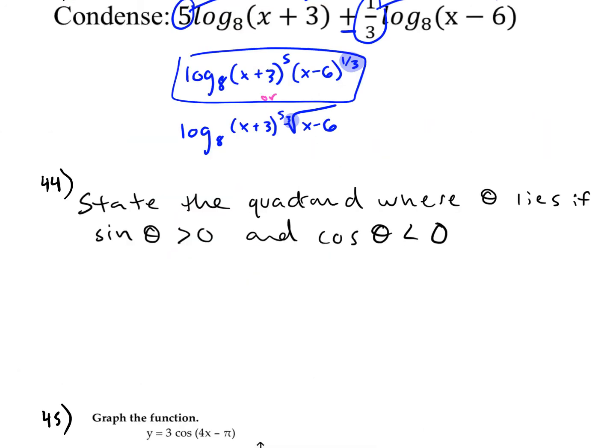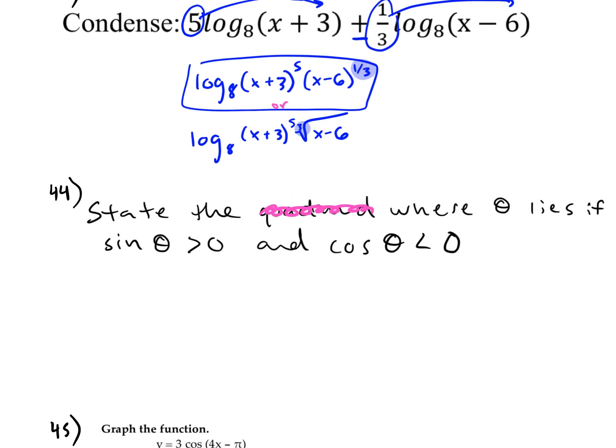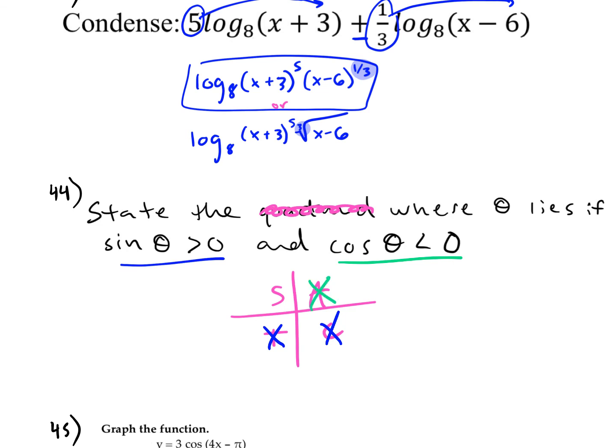All right, 44, we have to state the quadrant. I spelled this wrong, but it's fine. Where theta lies if sine is greater than 0 and cosine is less than 0. So we have all students take calculus. Sine is greater than 0, so which two can I cross out? 4 and 3. So sine is greater than 0. What about cosine's less than 0? Which one can I cross out now? 1, because it's not going to be an all if cosine's less than 0. So that means that we are in the second quadrant.